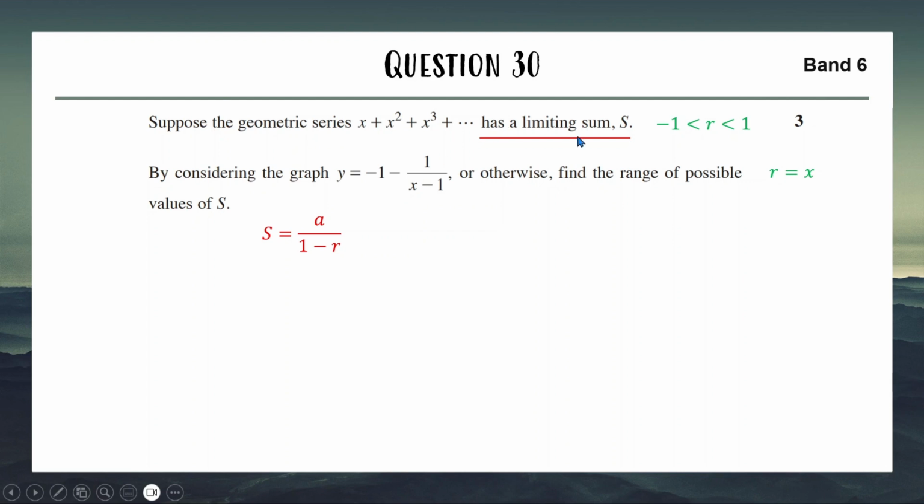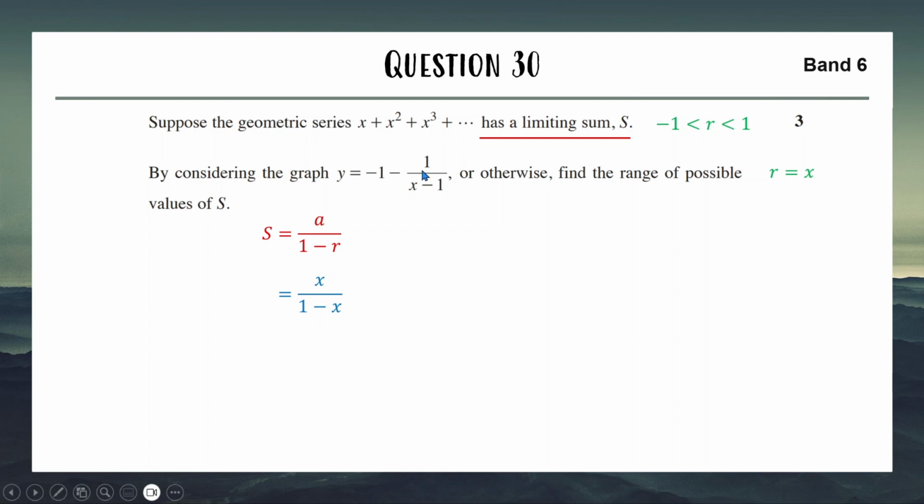Now, because we have a limiting sum, we can use our limiting sum formula, which is on the reference sheet, and we can say a is our first term, which is x, and our r is also x, so we get x over 1 minus x. Okay, and now here's the tricky part. The tricky part of this question that I think made it such a high band question last year is that x over 1 minus x is actually the same thing as -1 minus 1 over x minus 1. These two equations are the same thing. It's just not very easy to see.